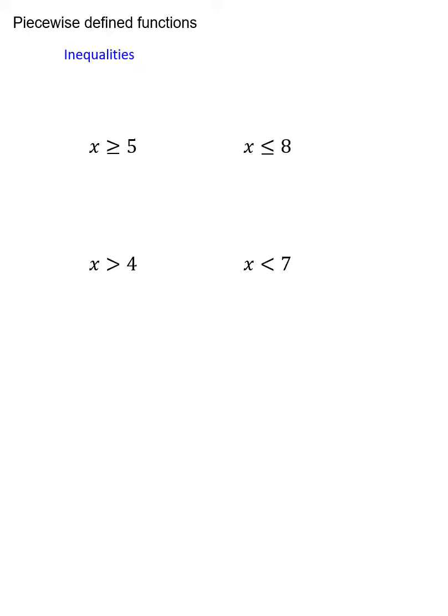Now, just to add some vocabulary here, these two inequalities are called strict inequalities. And these two are called compound because they have the equal sign embedded in them.